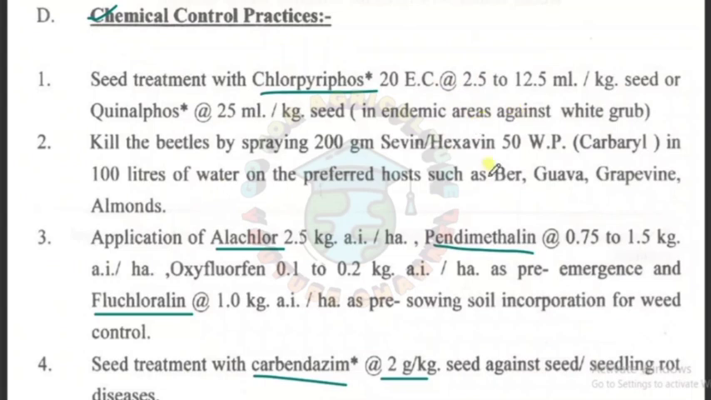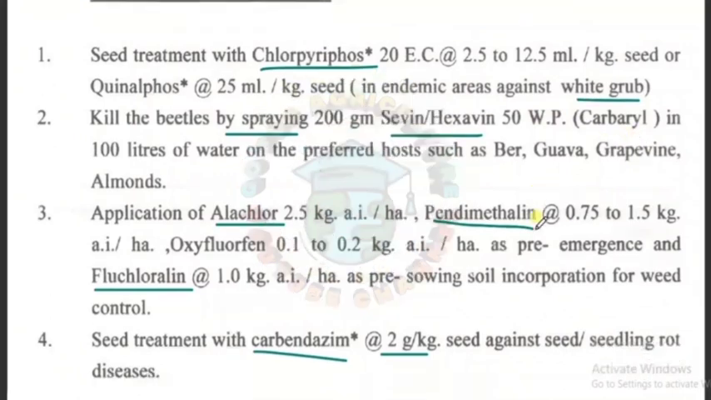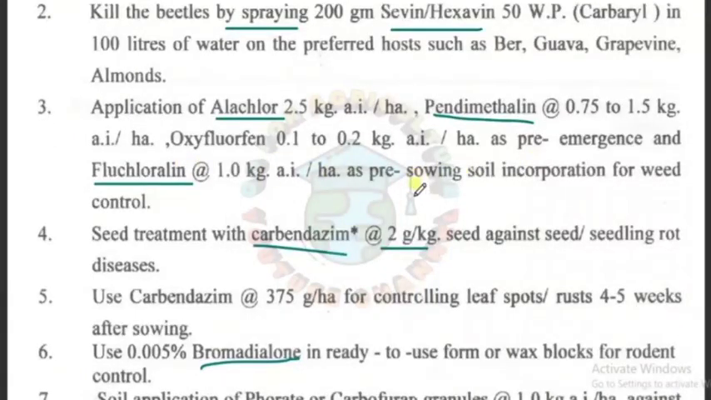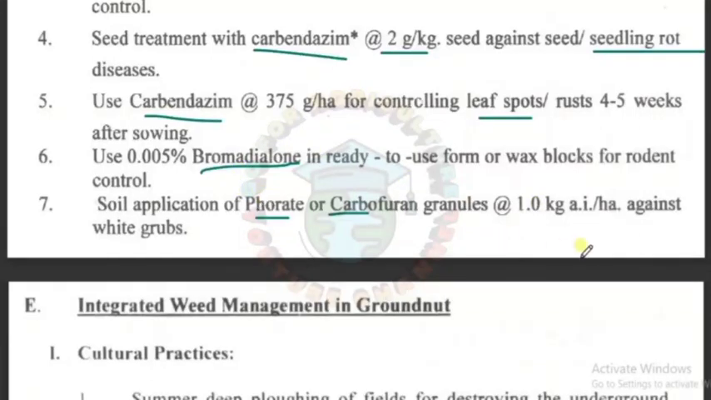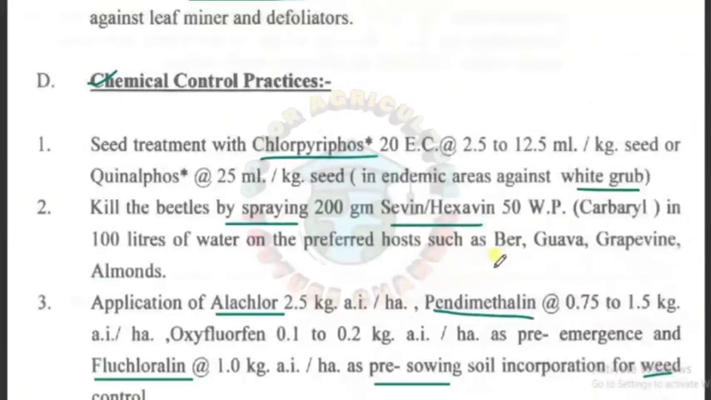देखो chloropyrifos, if you use them at 2.5 to 12.5, you can control the white grubs, and we can kill the beetles by spraying the hexaconazole or 750 WP. वैसे alachlor और pendimethalin और fluchloralin ये तो pre-sowing है for the weed control. वैसे ही carbendazim at the rate 2 kg per seed for seedling rot diseases. Same carbendazim लेकिन of different amount to control the leaf spots, and also bromadiolone to control the rats, carbofuran to control the white grubs.